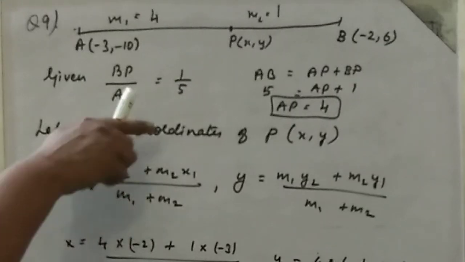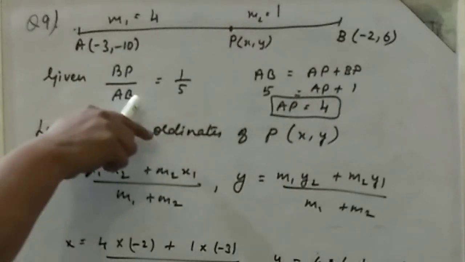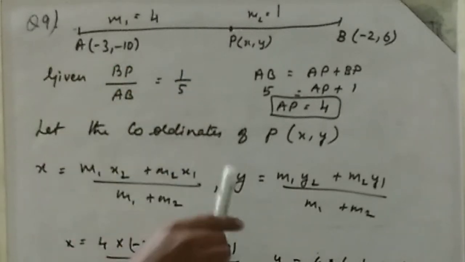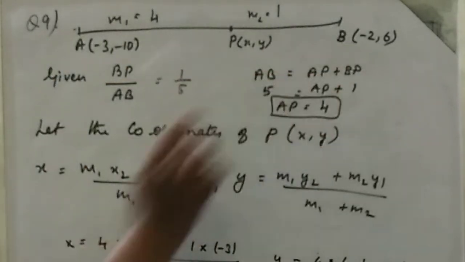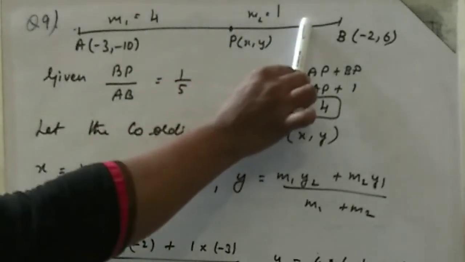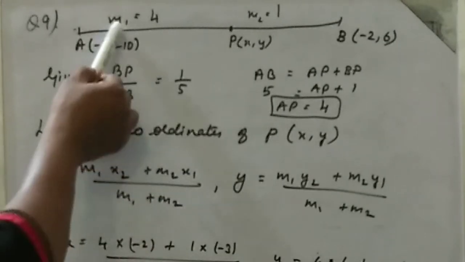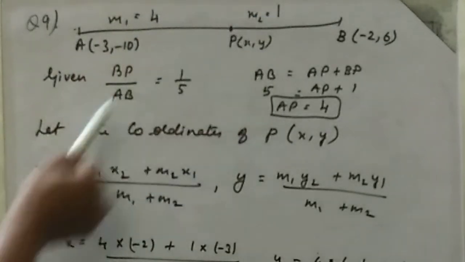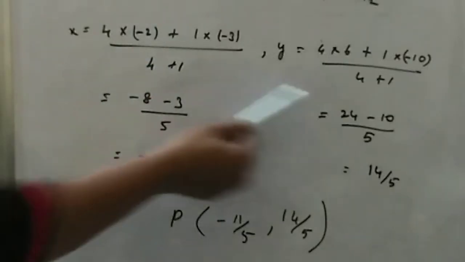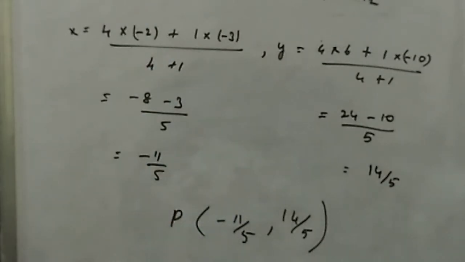They have given BP upon AB is equal to 1 upon 5. So complete AB is 5 parts and this is 1 part. What will be the remaining? 4 parts. Now you know M1 is 4 and M2 is 1. You know the formula, put the values and you will get the coordinates of the point P. This is the answer.